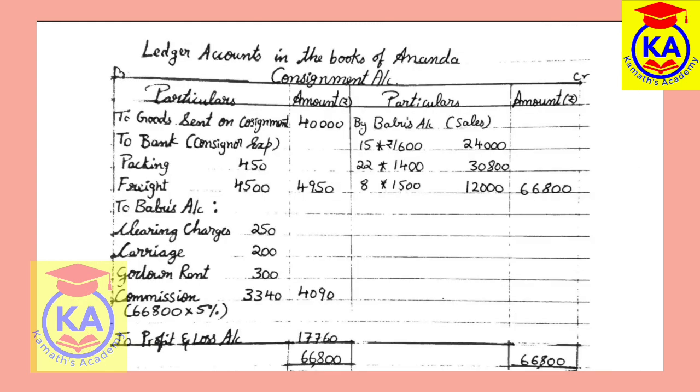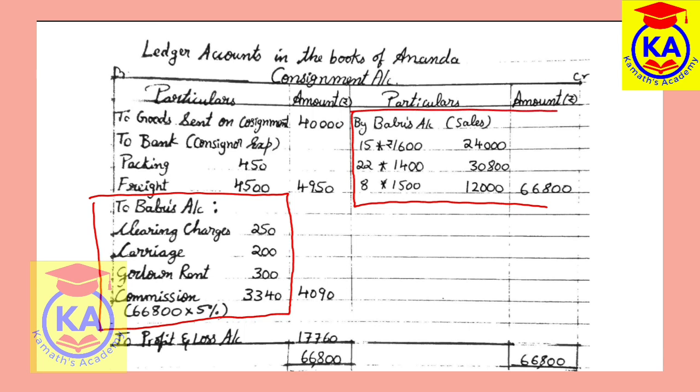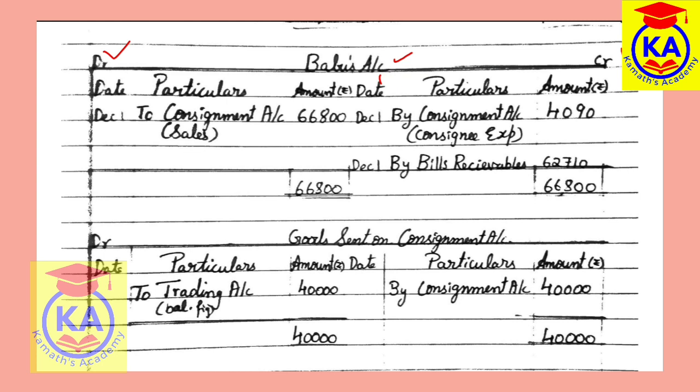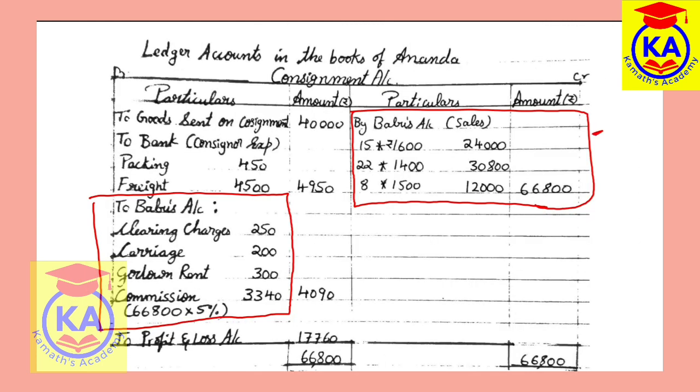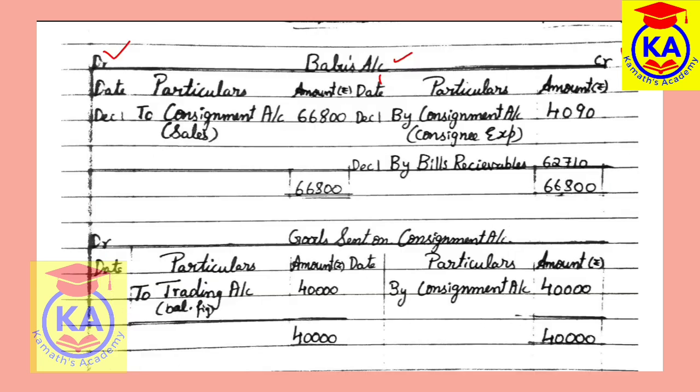So here in Babu's account, just check for Babu in consignment account. So you can find Babu account here. One is here, and second one is here, in credit side and in debit side. So here you can find by Babu's account in credit side of consignment account and to Babu's account in debit side of consignment account. So when you post to Babu's account, this credit side in consignment account will be debit side in Babu's account.